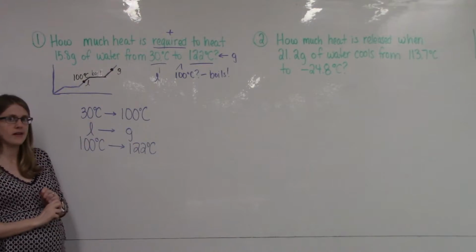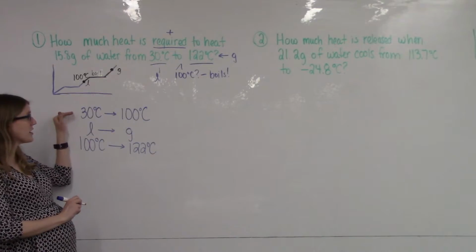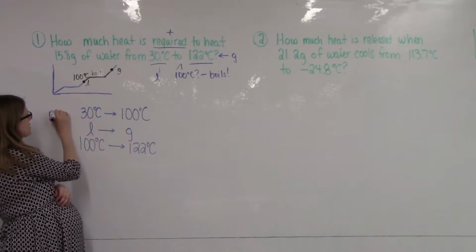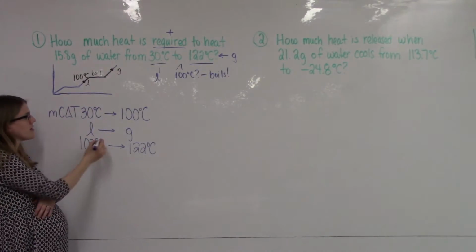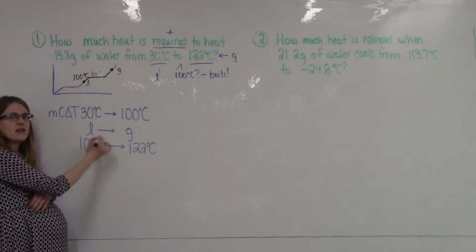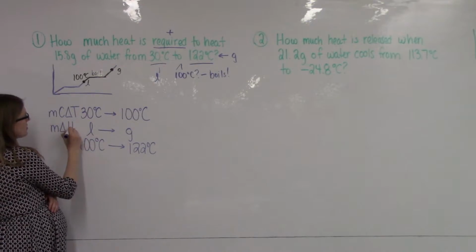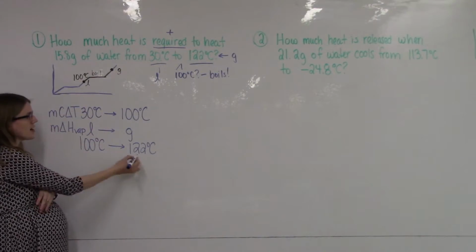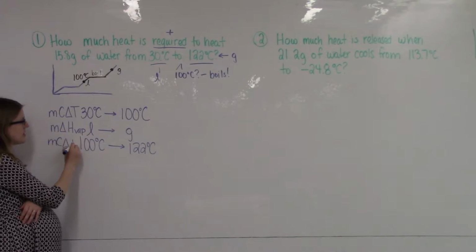So at this point, we have to figure out what we've got to do. Specific heat here, because it's changing temperature. So that would be mass times specific heat times the change in temperature. This one is boiling, so it is mass times delta H of vaporization. And this last one is a temperature change again, MC delta T.